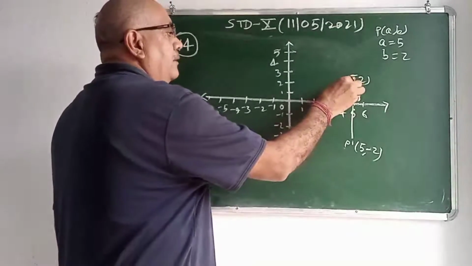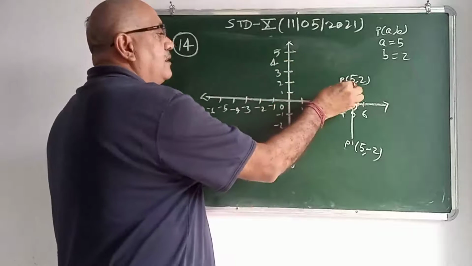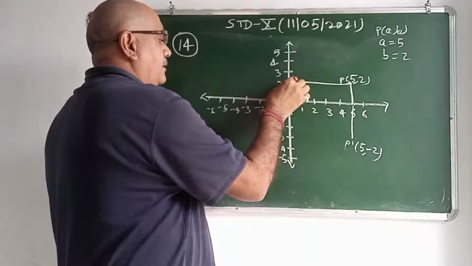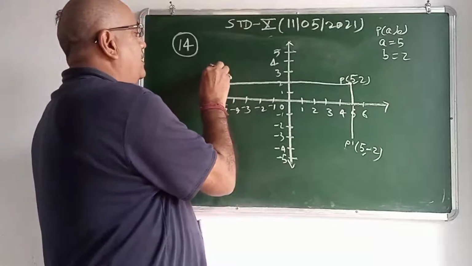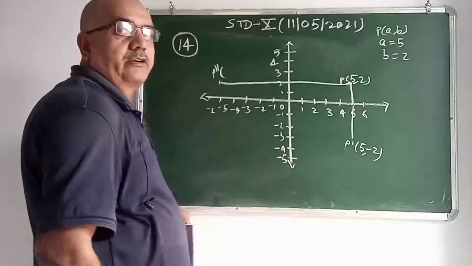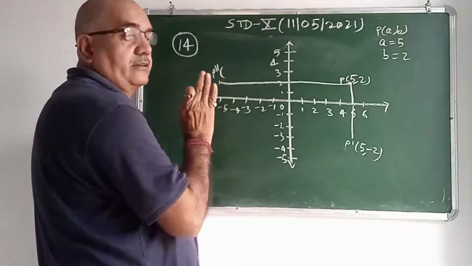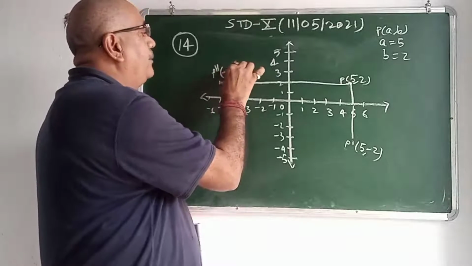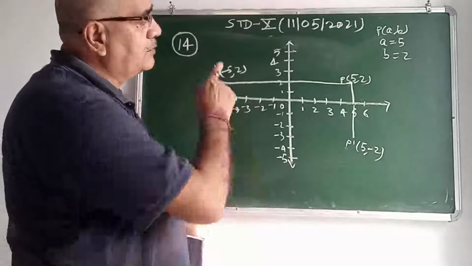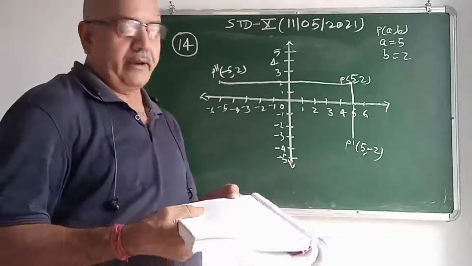Now this is P. When reflected in this line, the y-axis, this is P double dash. What is the coordinate of P double dash? Now it is in the second quadrant. Then x will be negative, y will be positive. This is P dash. Now the third part of the question you have to find.